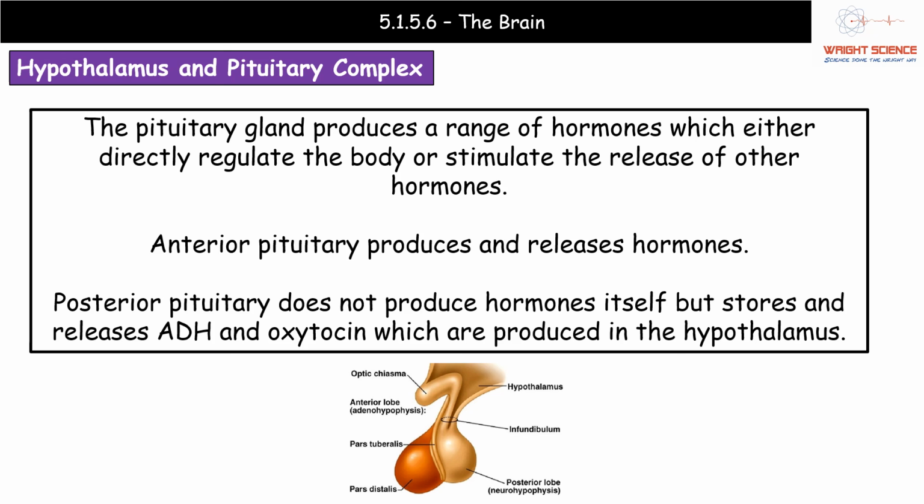So all I've given you at the bottom is just a little diagram showing you our pituitary gland. So we can see our posterior is in that lighter brown colour, and then the anterior lobe is obviously in front of it.